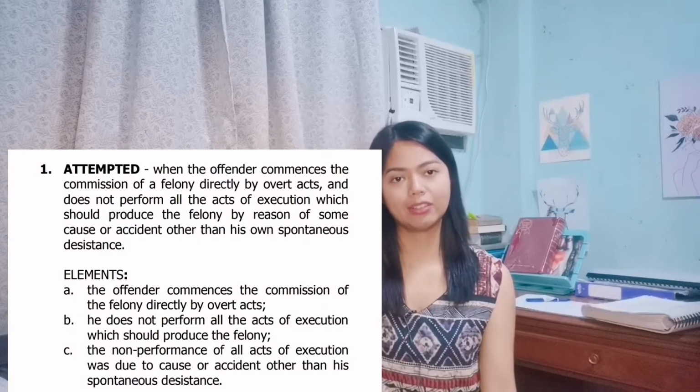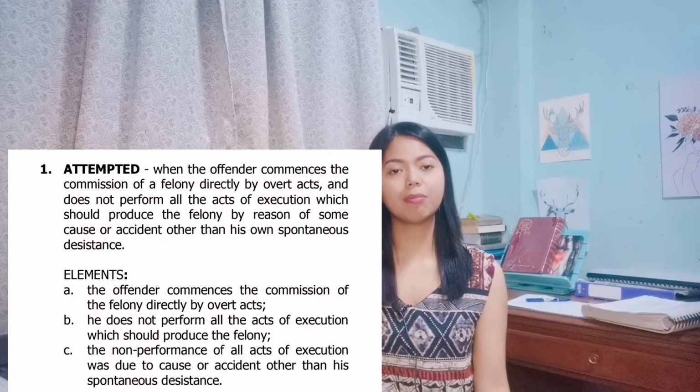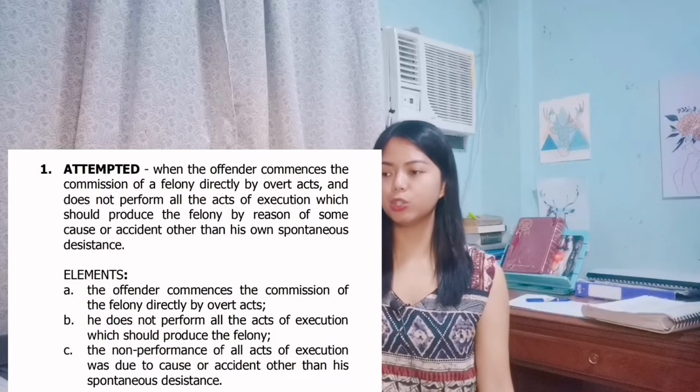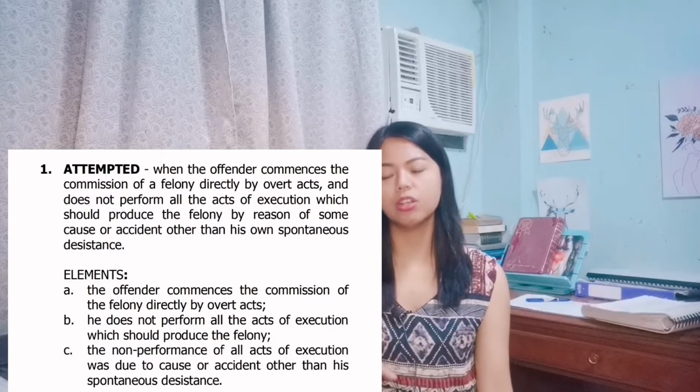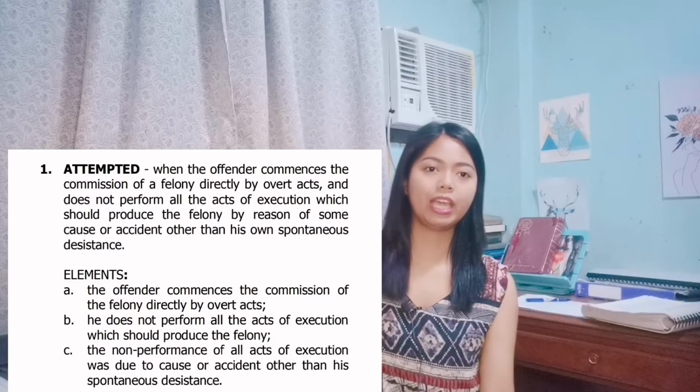Now, element number 2. Okay, so yun yung element number 1 is overt acts. Okay, inumpisahan niya yung commission of the crime directly by overt acts. Number 2, he does not perform all the acts of execution which should produce the felony. Okay, balik tayo dun sa example ko kanina. Okay, nilagay ko yung lason doon sa pagkain niya, pero hindi niya ininom. Ang ibig sabihin, hindi nagawa lahat, okay, ng acts to bring about the felony. Okay, kasi hindi niya ininom.